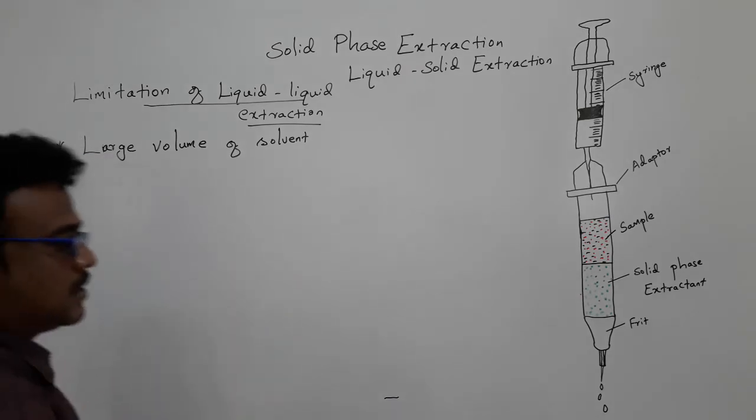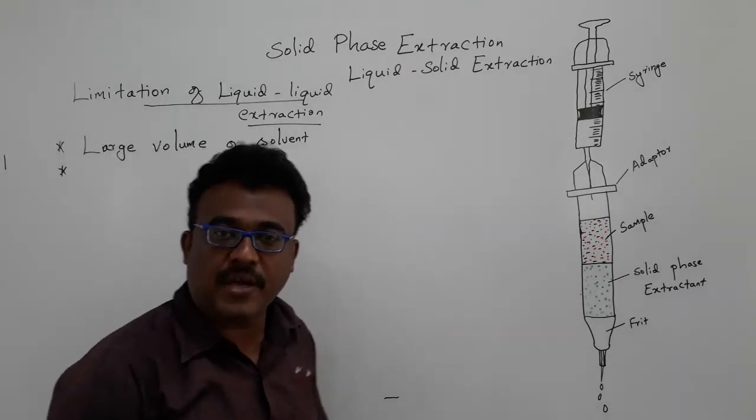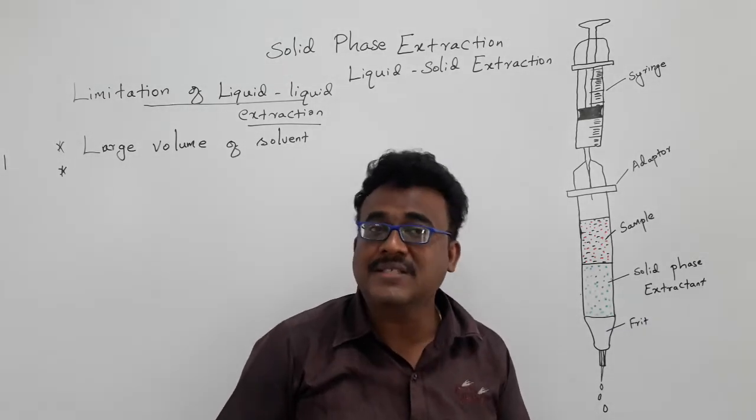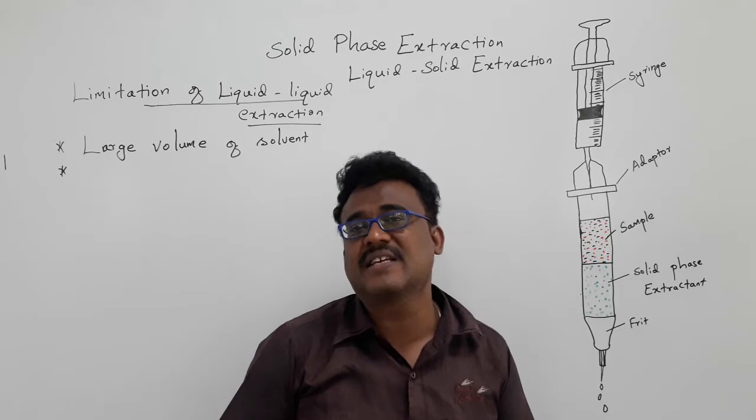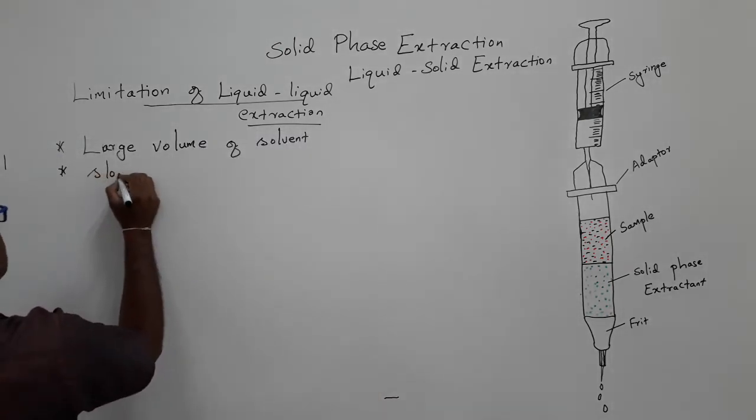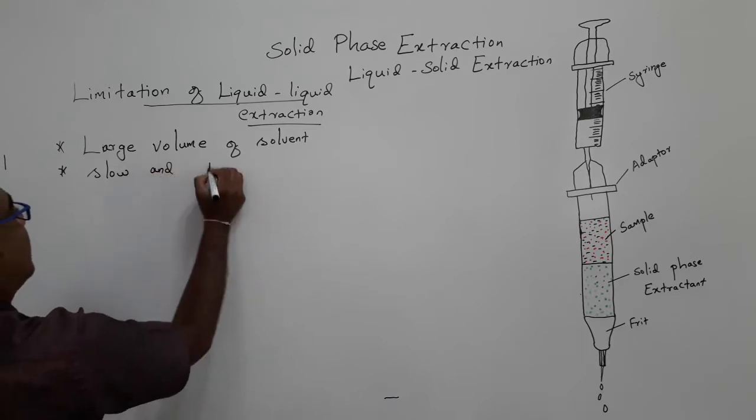Then, most of the time liquid extraction has to be done manually. The process is slow as well as tedious. That is the second limitation: slow and tedious.